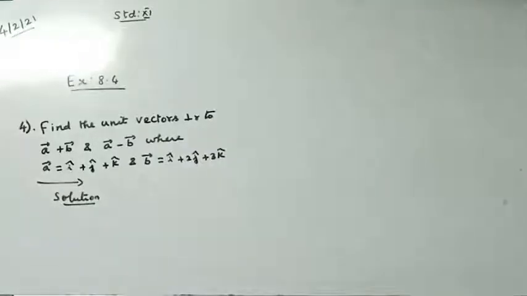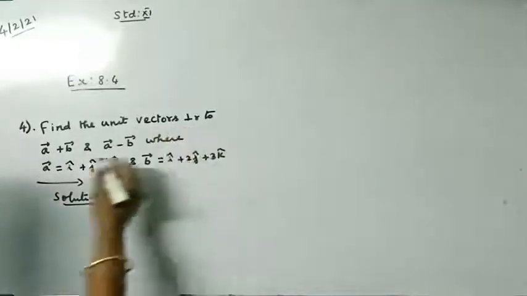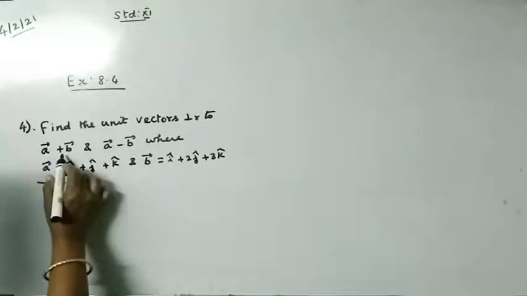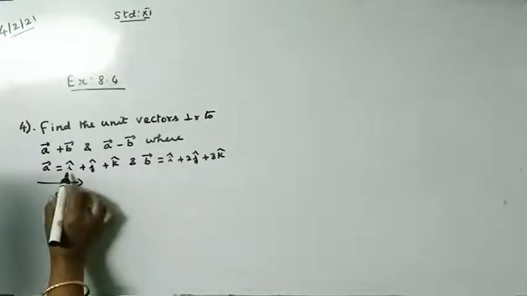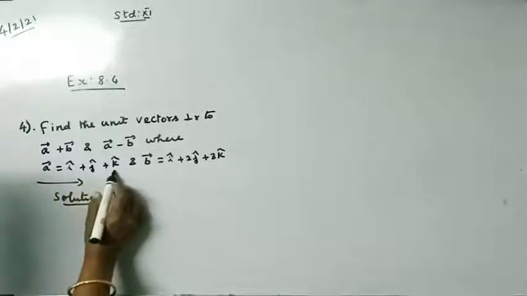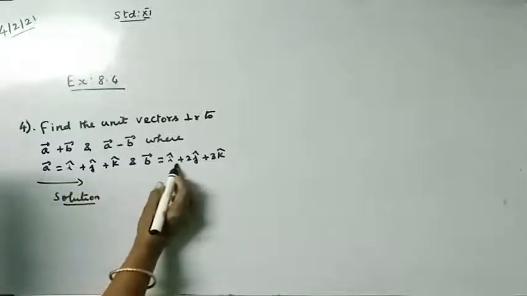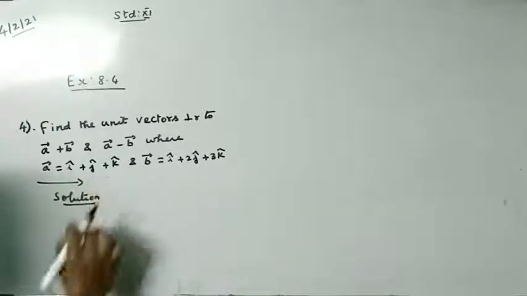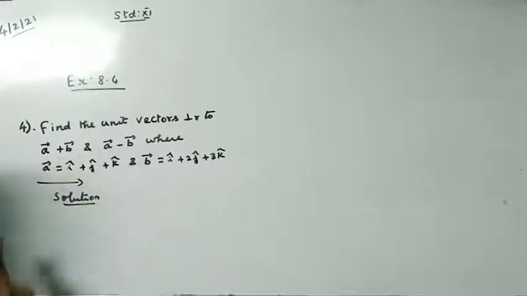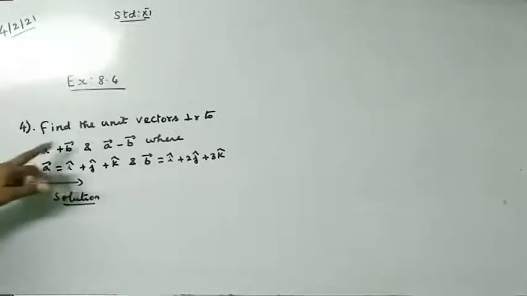Now fourth question. Find the unit vectors perpendicular to A vector plus B vector and A vector minus B vector, where A vector is equal to i cap plus j cap plus k cap and B vector is equal to i cap plus 2j cap plus 3k cap. A vector and B vector are given. First let us find A plus B and A minus B. Let us take them as C vector and D vector.